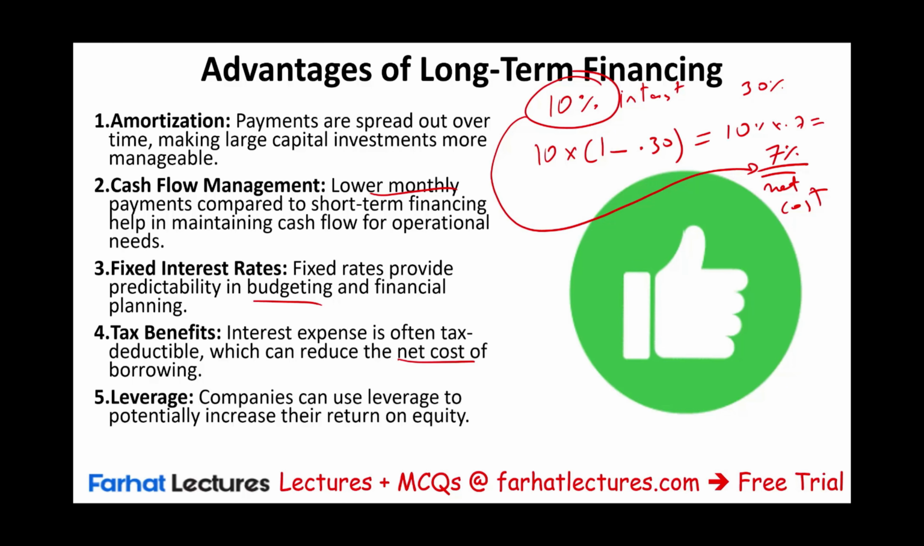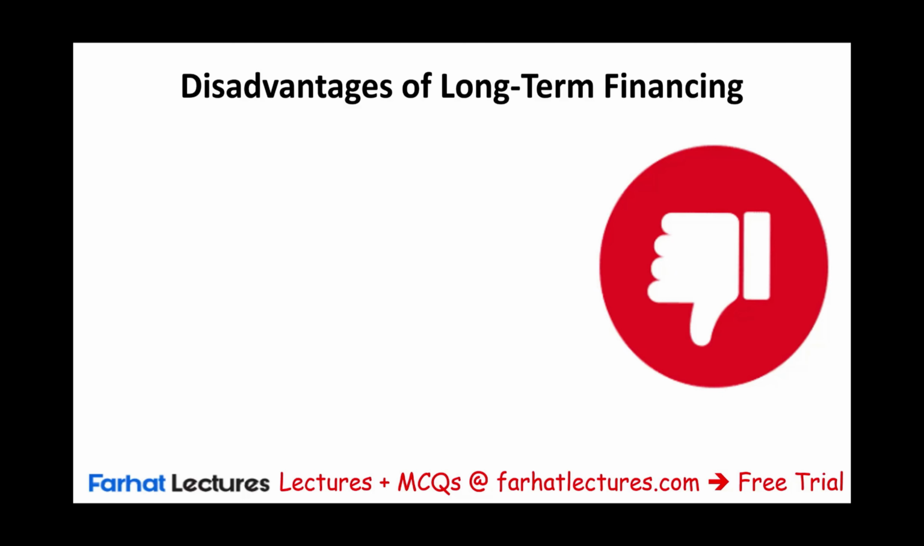And obviously leverage. A company could use leverage to potentially increase the return, but leverage is a double-edged sword. So we can say leverage is an advantage and leverage is a disadvantage. Because if you are earning more than what you are borrowing, it's an advantage. If you are earning less, it's a disadvantage. So be careful, leverage is a double-edged sword. It could be part of the disadvantages.